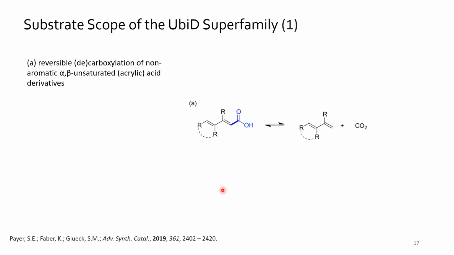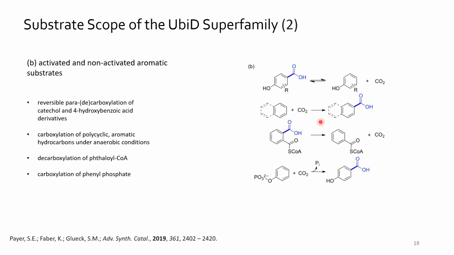And this class of enzyme is quite interesting, also for biocatalytic applications, since it has a quite nice substrate scope. On the one hand, reactions, so this reversible decarboxylation of non-aromatic alpha-beta unsaturated acid derivatives is catalyzed, as you can see here, but also activated and non-activated aromatic substrates. So for example, this reversible decarboxylation of this 4-hydroxybenzoic acid, but also of catechols.